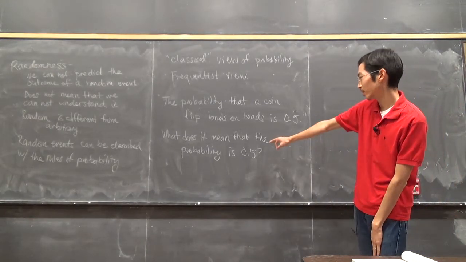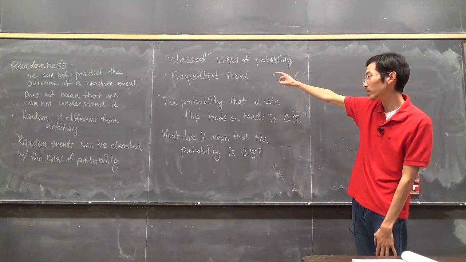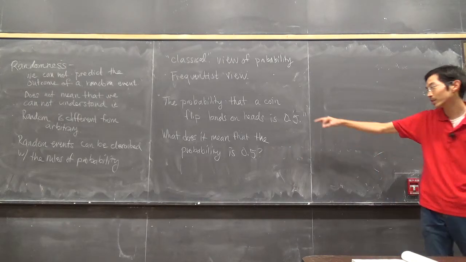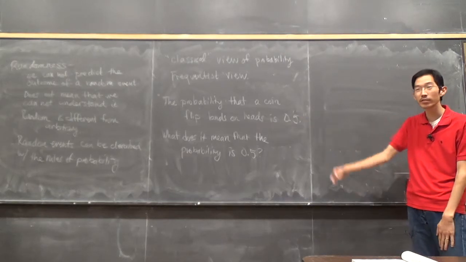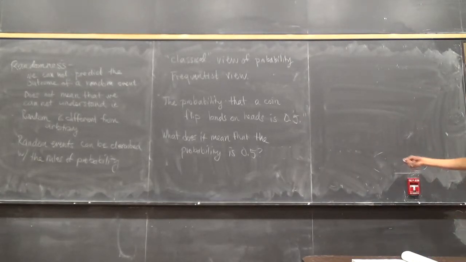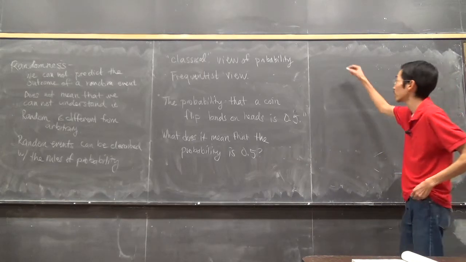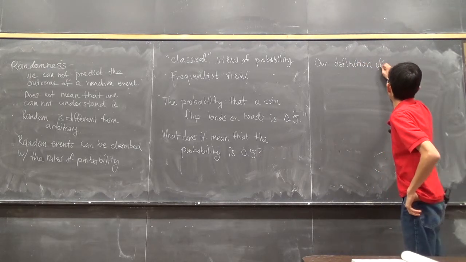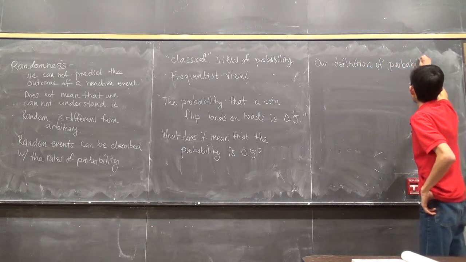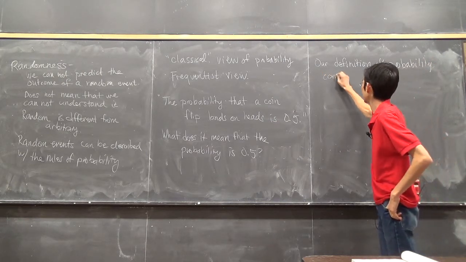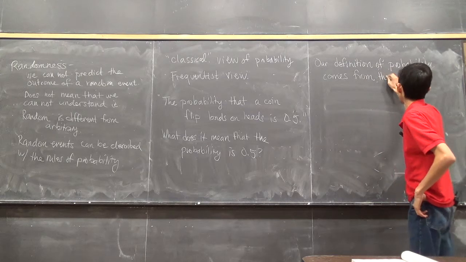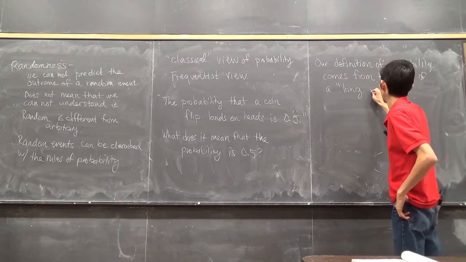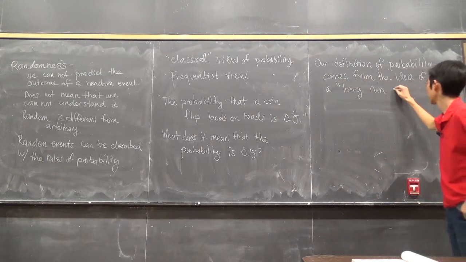Okay, so when we talk about the frequentist view of probability, when we say that the probability that a coin lands heads is 0.5, we are talking about the long-run relative frequency. So our definition of probability comes from the idea of long-run relative frequency.